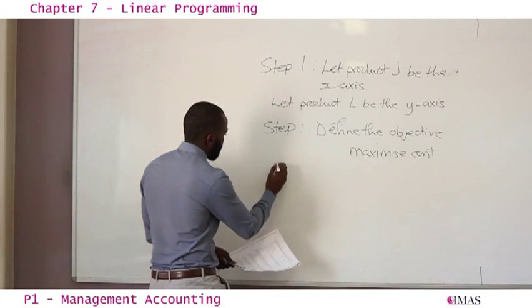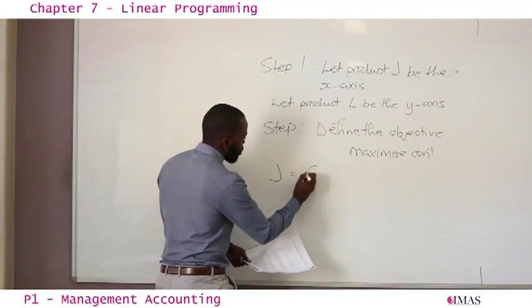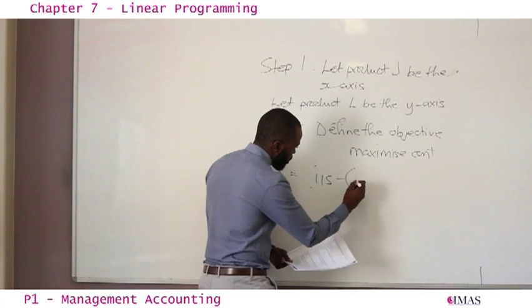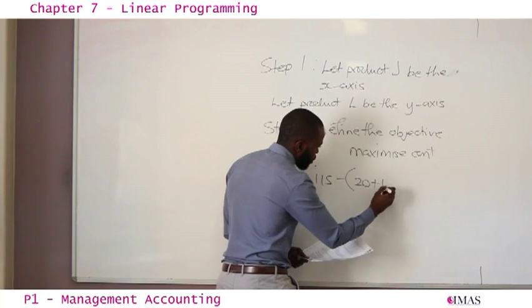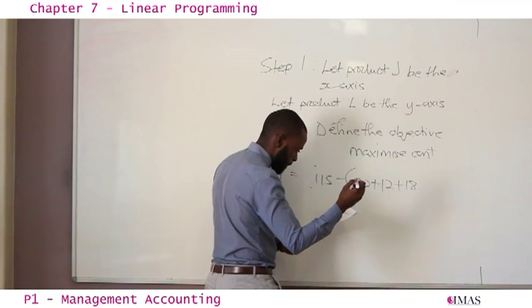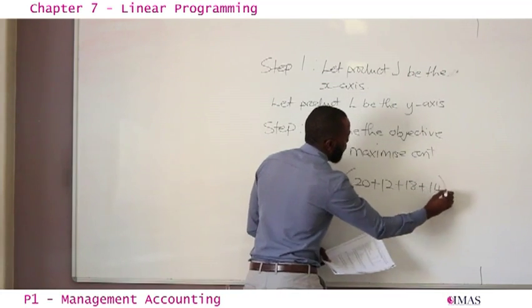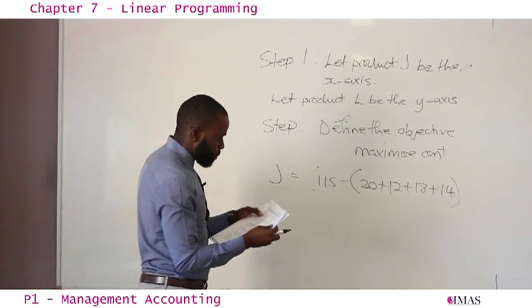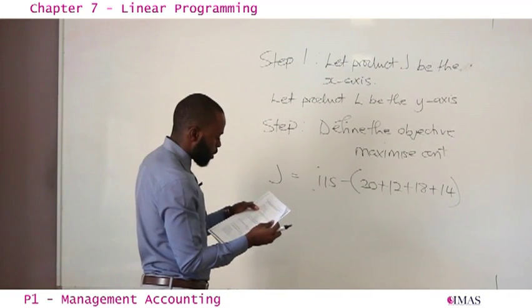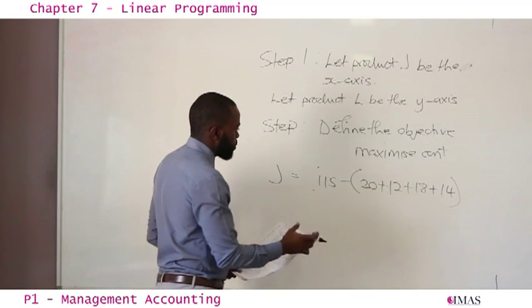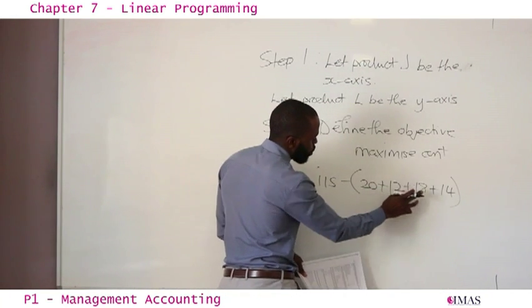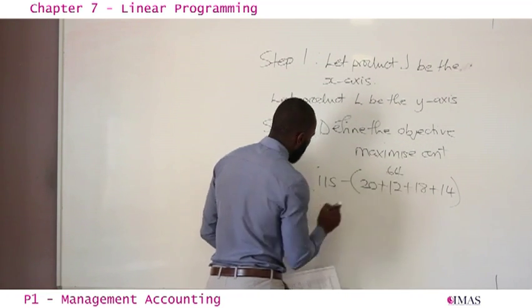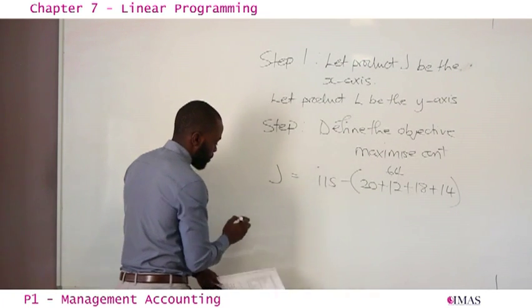So let's start with J. I want to find the contribution. The contribution will be 115 minus (20 plus 12 plus 18 plus 14). So we have our direct material, it's a variable cost. Our direct material B is also a variable cost. The skilled labor is a variable cost. Then variable overhead is also a variable cost. So we say 20 plus 12, that's 32, plus 18, that's 50, plus 14, that's 64. So we take our 115 minus 64, that will be our contribution.